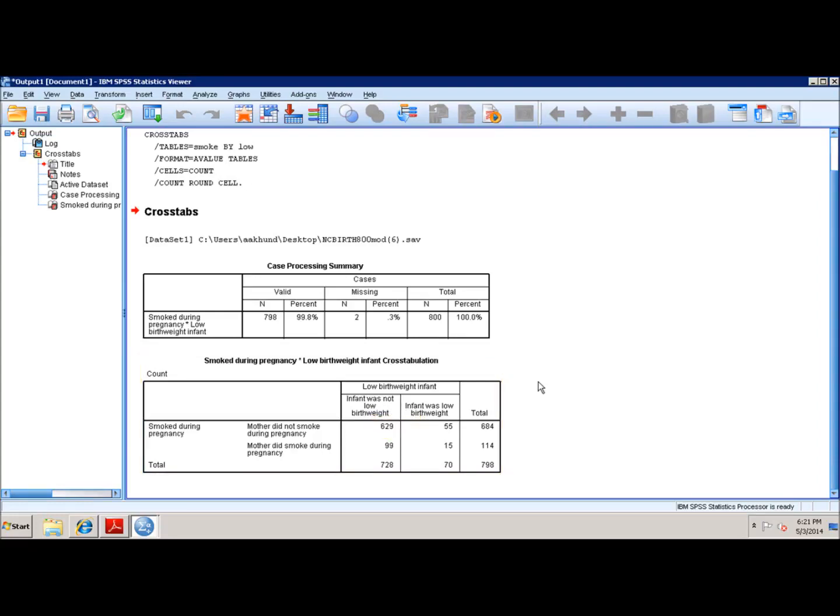It doesn't make a difference when you're calculating. You would calculate the odds ratios using the appropriate values within the table, but just if you prefer to have the table arranged in a different way, SPSS arranges them in ascending order. So the coding here for infant was not low birth weight is 0, and the coding for infant was low birth weight is 1. So it's arranging it in ascending order, and the same thing here. Mother did not smoke was 0, and mother did smoke during pregnancy was 1.